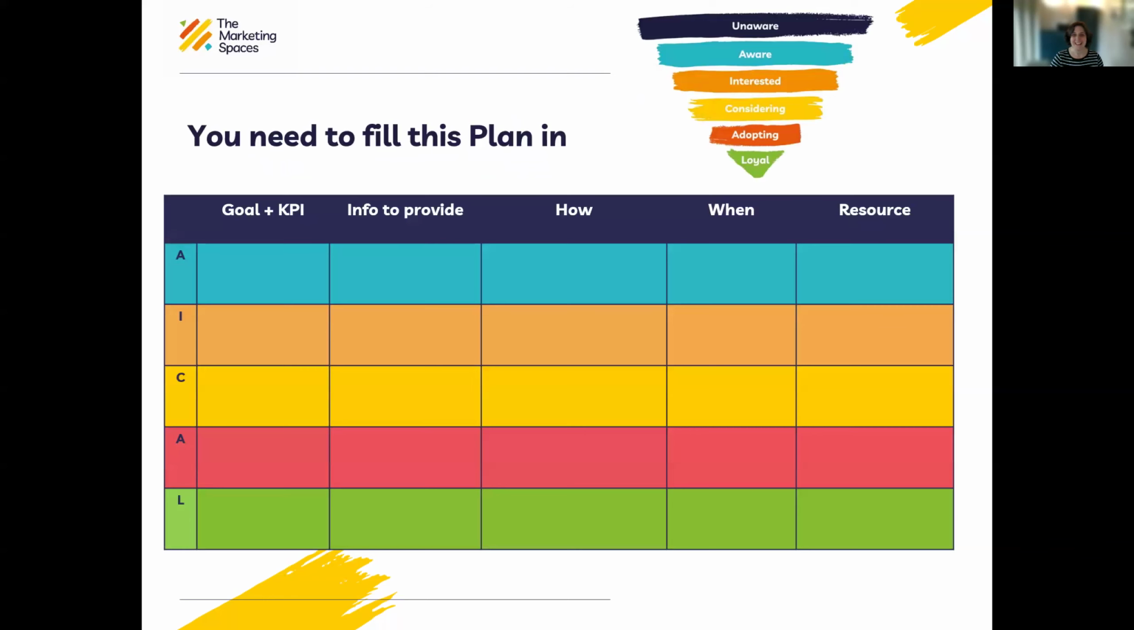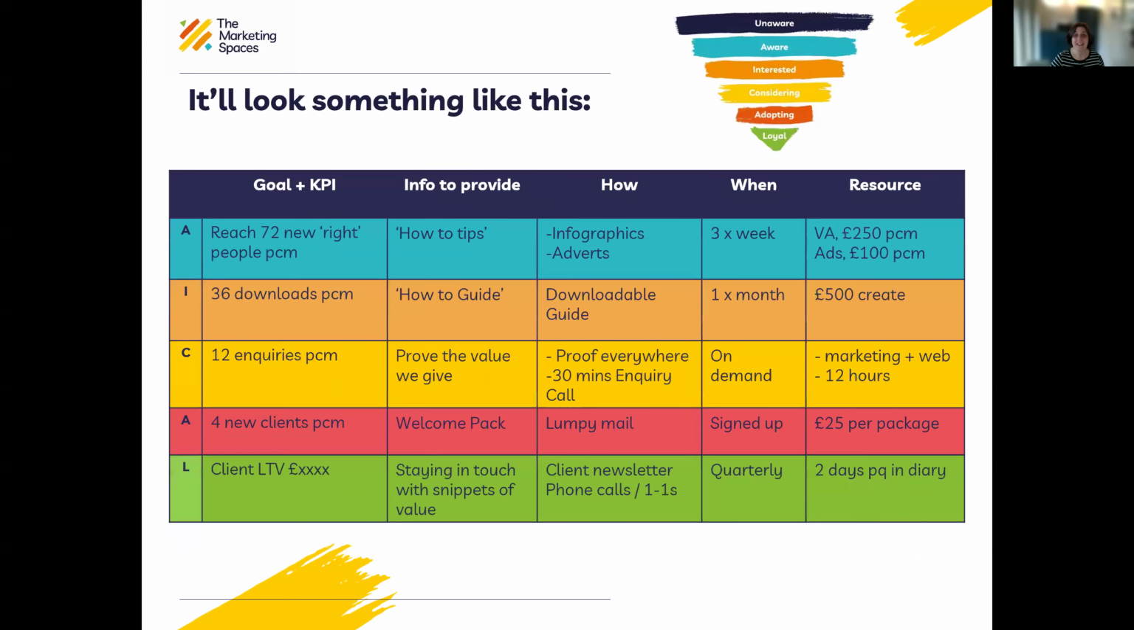So, as I said, hopefully you've grabbed the template and you need to fill this plan in. This plan, as you can see, follows the marketing pipeline, taking people from being completely unaware that you exist down to adopting your products or services. So that means they're giving you money, through to being loyal customers. So keep thinking about it as a journey, and each stage is really different and distinct, but they do flow into each other. By the end, you're going to have something that looks like this.